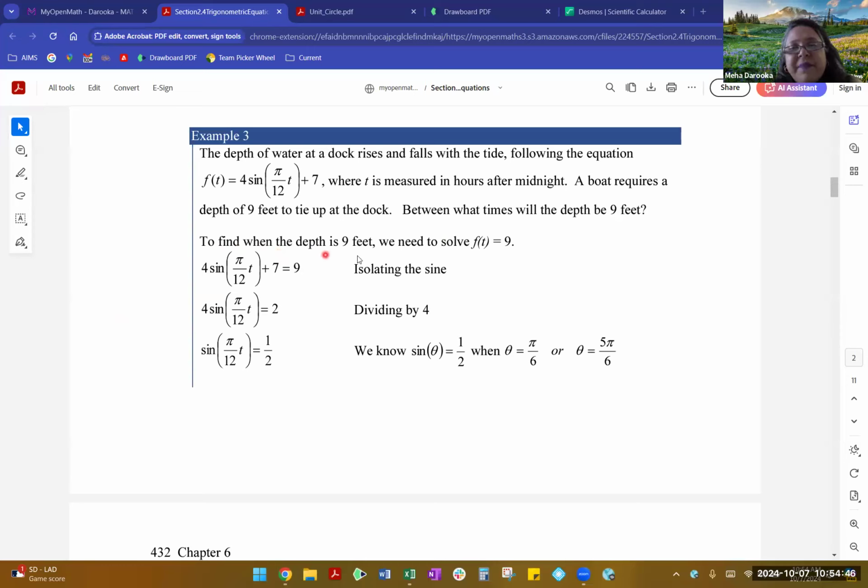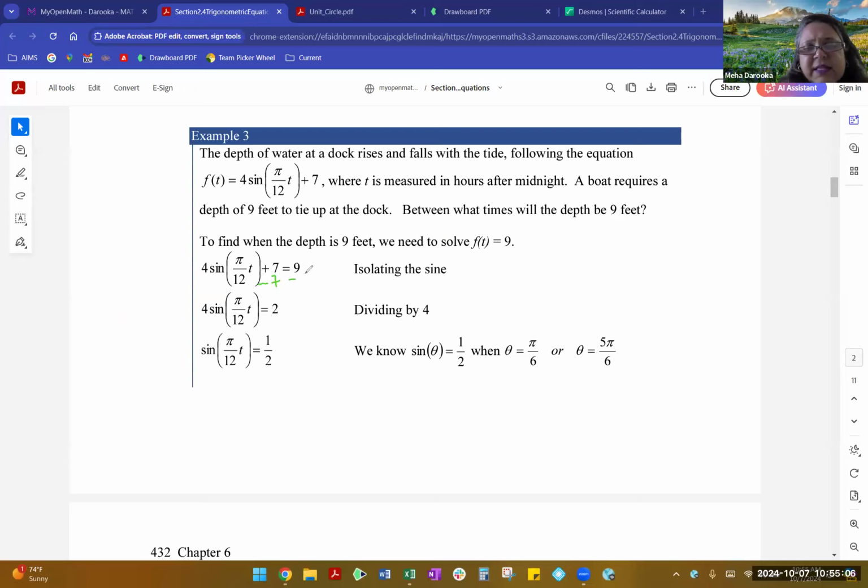So when your depth is 9 feet, that means we're looking at the f of t value being 9. So in this equation, you go ahead and replace the right-hand side or left-hand side, however you're writing it out, with f of t being replaced with 9. And then basically we want to go ahead and simplify this equation. So again, basic algebra, right?